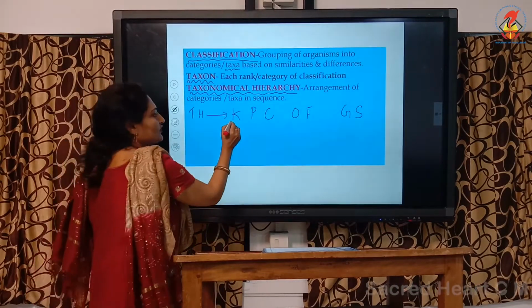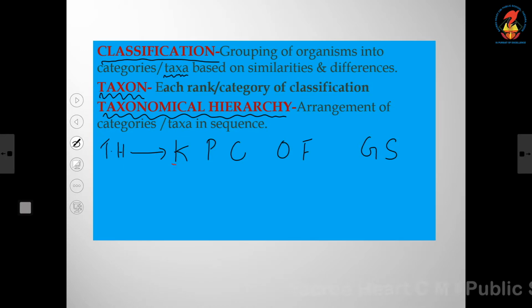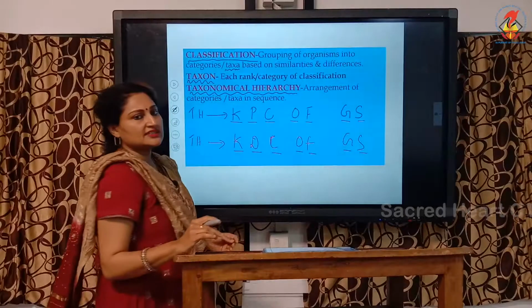So K stands for kingdom, P for phylum, C for class, O for order, F family, G genus and S species. Now the taxonomical hierarchy in plants, it's exactly the same, but instead of phylum we use the word division. So it is KDC of GS. So once again, kingdom, division, class, order, family, genus and species. So this is the taxonomic hierarchy.